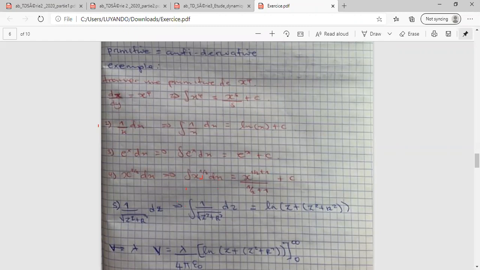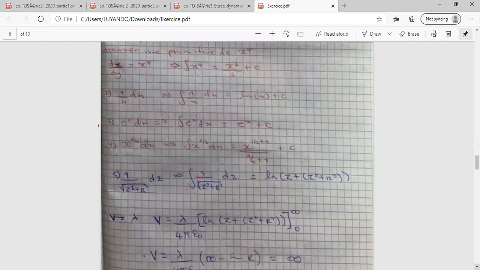So we are given a list of functions. When you do your research, you just type primitive of functions. They'll give you a lot of them, not these obvious ones like 1 over x or x to the power 4. They give you stuff like this, 1 over z squared plus r squared dz. The primitive of this is going to be ln of z plus the square root of z squared plus r squared. So you'll find a lot of primitives there, and the primitive of this function is going to be equal to this.